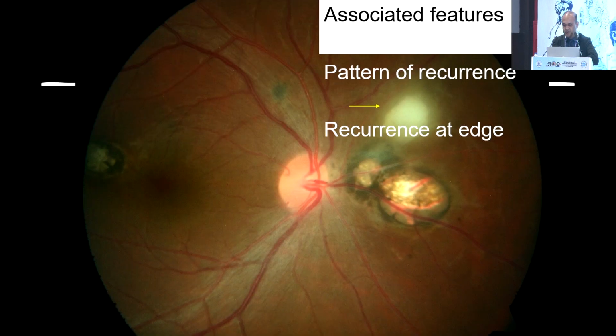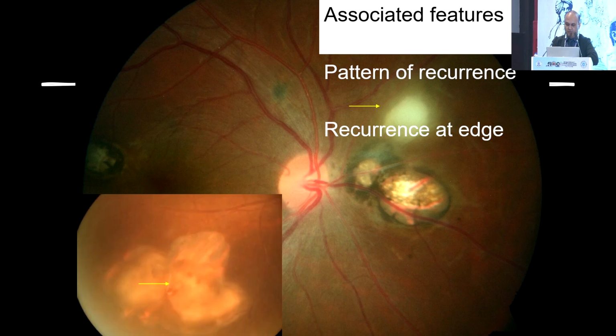Remember the pattern of recurrence. Most of these lesions recur from the edge of an old scar. So you see a scar, you see a retinitis lesion adjacent to it, your diagnosis becomes fairly simple. You are dealing with ocular toxoplasmosis.